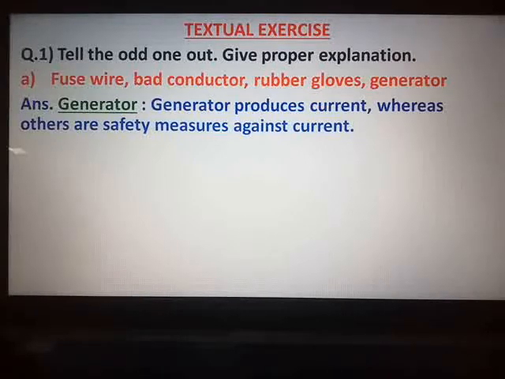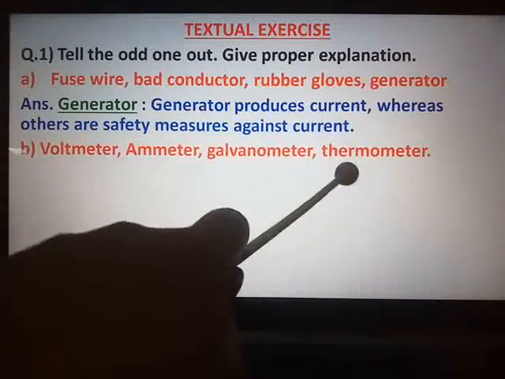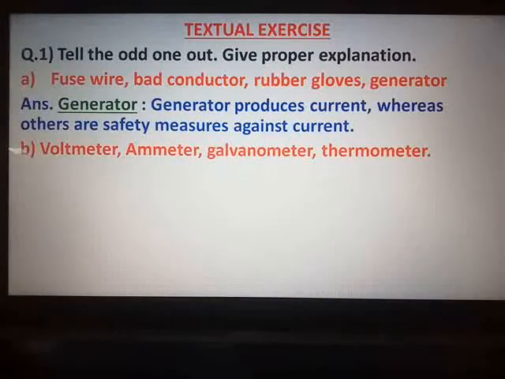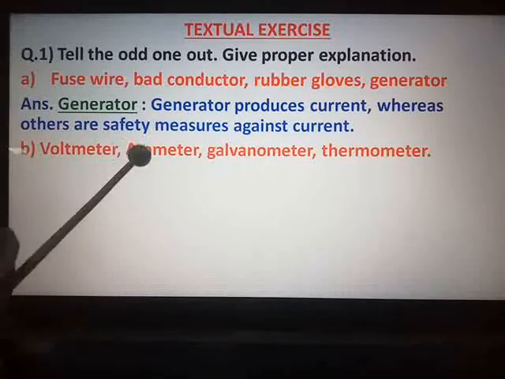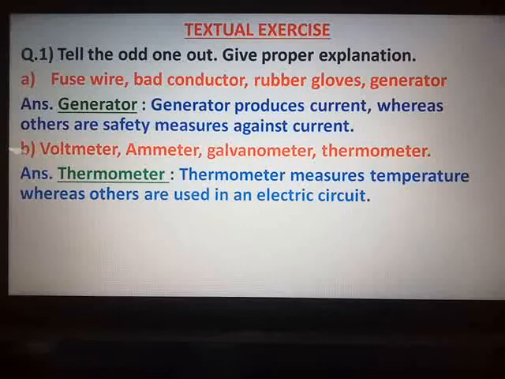Next question, question B. Voltmeter, ammeter, galvanometer, thermometer. Look at the four options. You can clearly see that thermometer is the odd man out. Why? Because thermometer is used to measure the temperature of a body, whereas voltmeter, ammeter, galvanometer are components of an electric circuit, whereas thermometer you never see in an electric circuit. So the odd man out is thermometer. Thermometer measures the temperature, whereas others are used in an electric circuit.